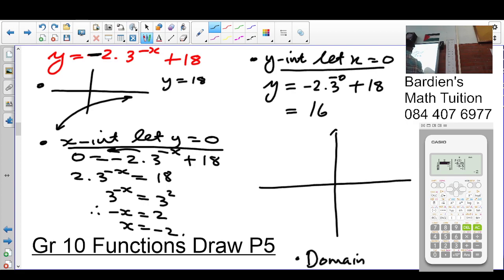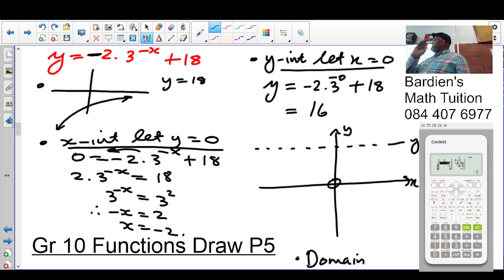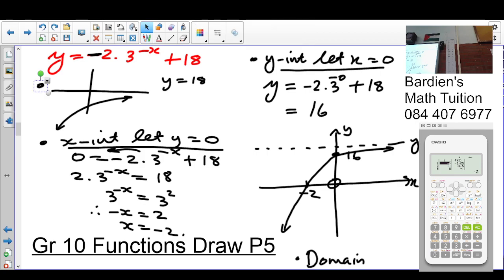So let's go. Your y-axis, x-axis, origin. The first thing we draw in is the asymptote at y is equal to 18. Now, the graph is an increasing function. It cuts your x-axis at negative 2 and your y-axis at 16. As you can see there, the graph is an increasing function. Easy. You all okay with that?